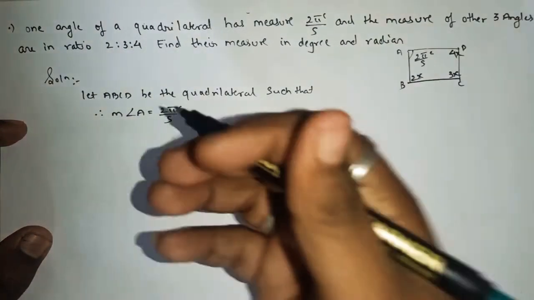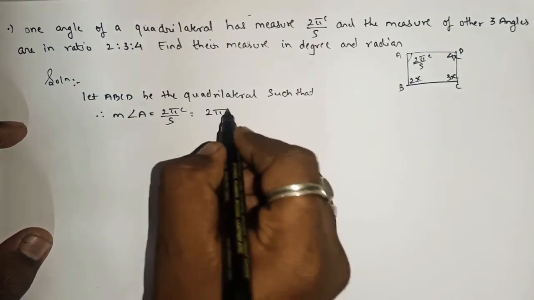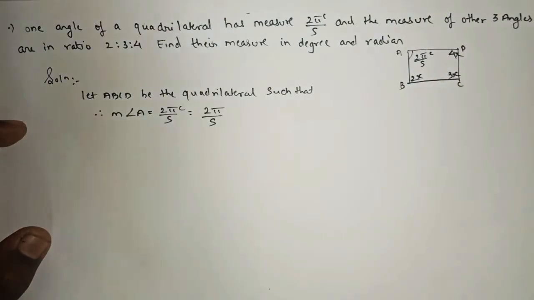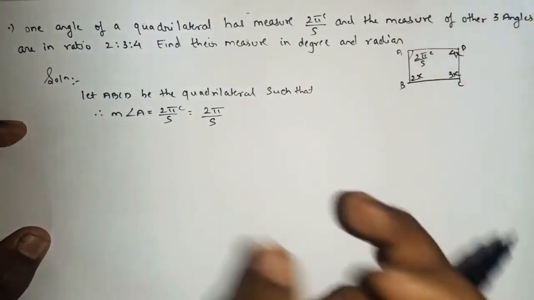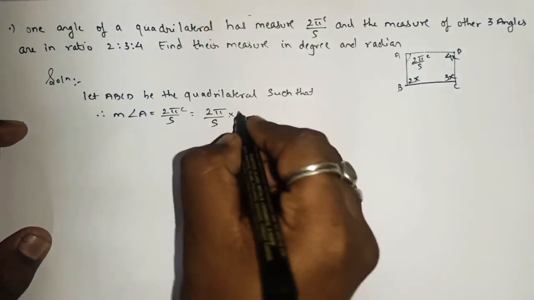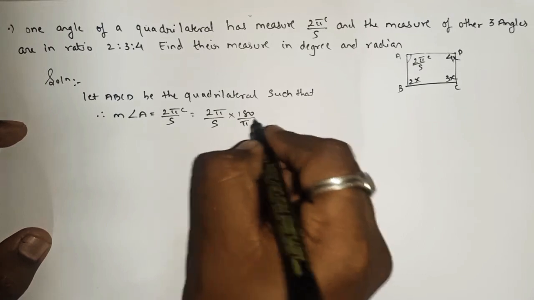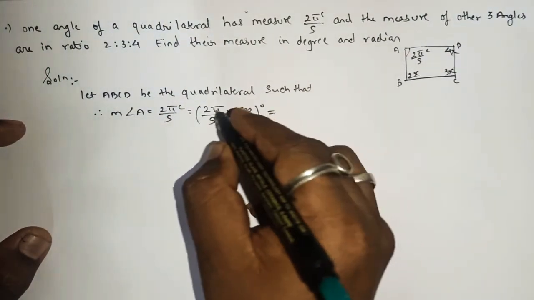We are comfortable in solving sums with respect to degrees. So wherever you see radian, we will convert that radian into degree and solve the sum further. Yes or no? So simply multiply by 180 upon pi. It will get converted into degree. So this pi will get cancelled.